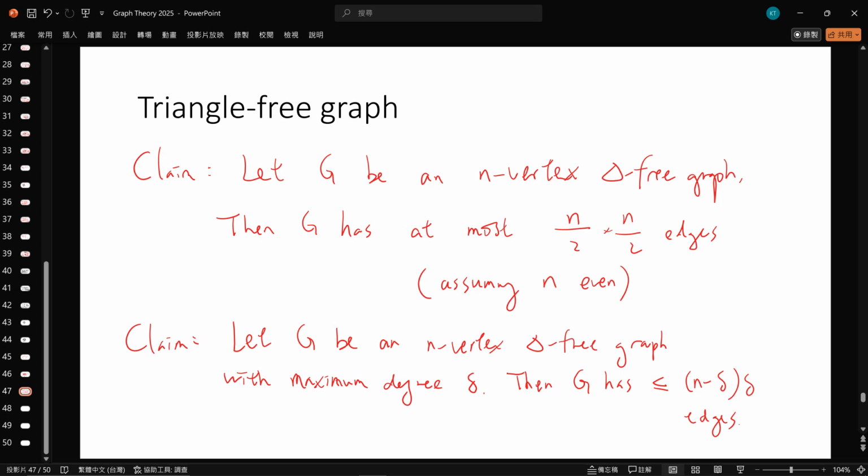Why? Because we want to have the most edges, so we want to maximize this term. This product is maximized when delta equals n over 2. So when delta equals n over 2, this product equals this one.